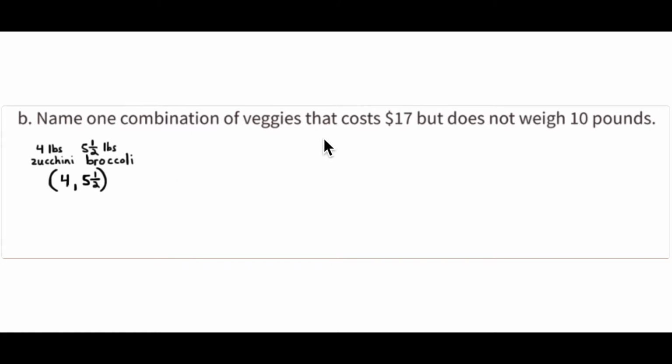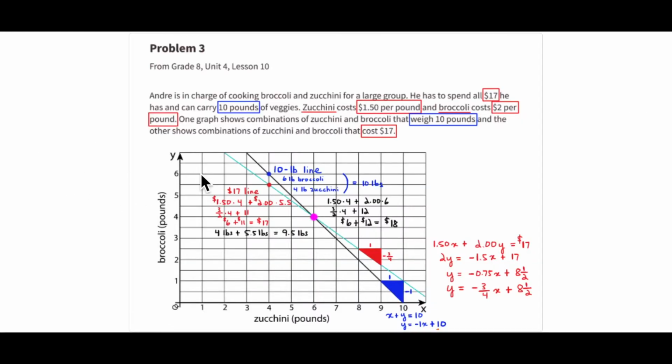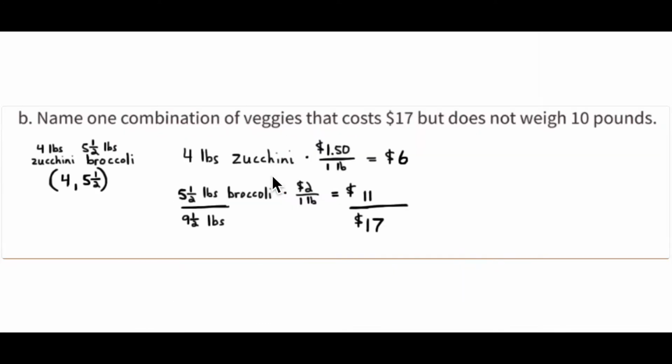All right, so let's look at the combination of $17 but does not weigh 10 pounds. So we're going to keep this at $17. So again, I'm just going to pick this point right here, which is on this blue graph. It costs $17, but it has to weigh less than 10 pounds. So 4 pounds of zucchini costs $6. We've already done that calculation. And 5.5 pounds of broccoli times $2 per pound cost $11. So that cost is $17, but the weight is less than 10 pounds. It's 9.5 pounds.